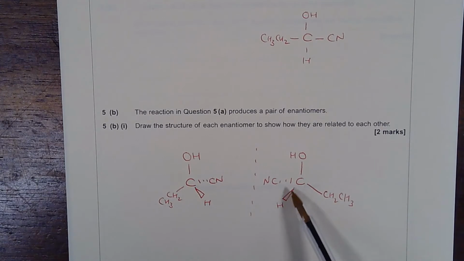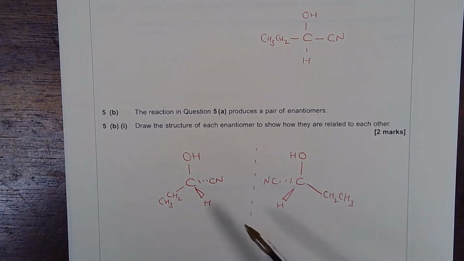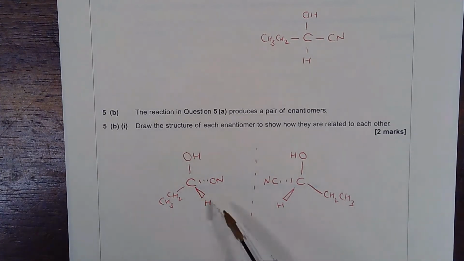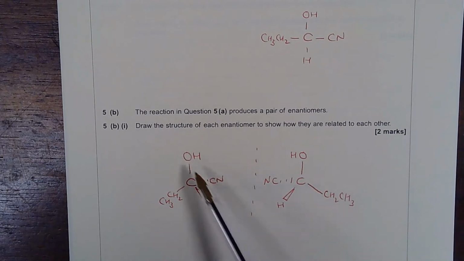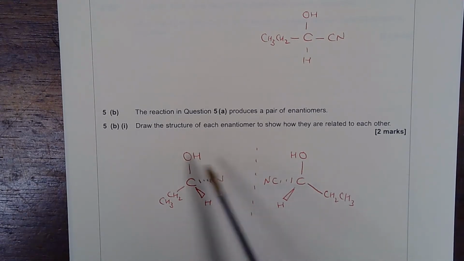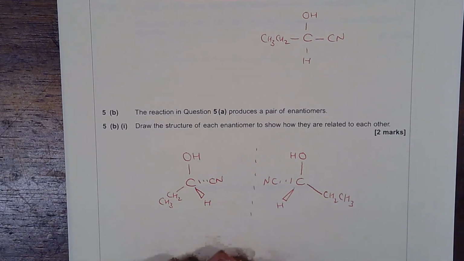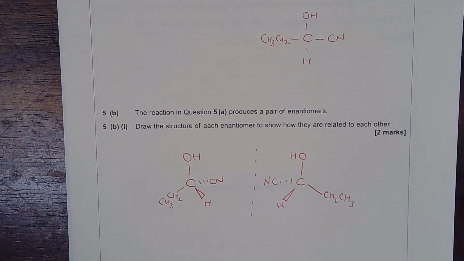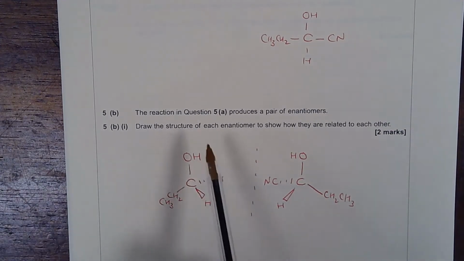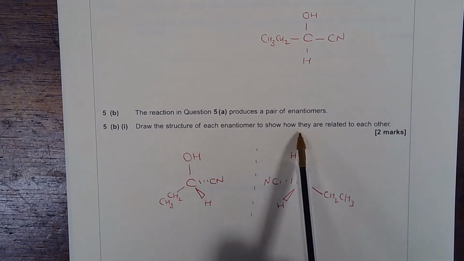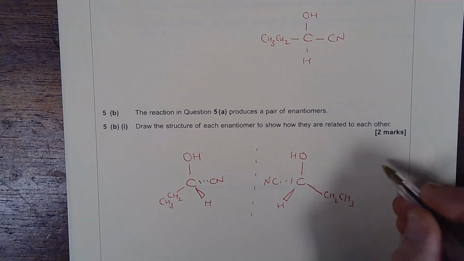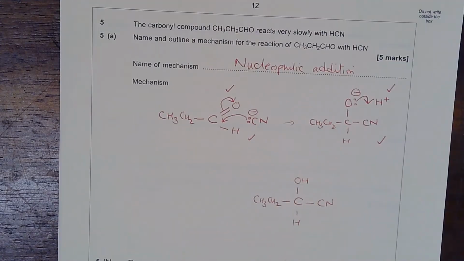If this is shown without the wedges, but it is clear that you've got perspective there, that is permissible. Plus also, you can present this information in any order here. So this could be CN, this could be OH, or any combination. You just have to have the 4 different groups around the carbon for those 2 marks. So what 1 mark is, if effectively it says draw the structure of each enantiomer to show how they're related to each other, and so that is how you get the 2 marks for that.